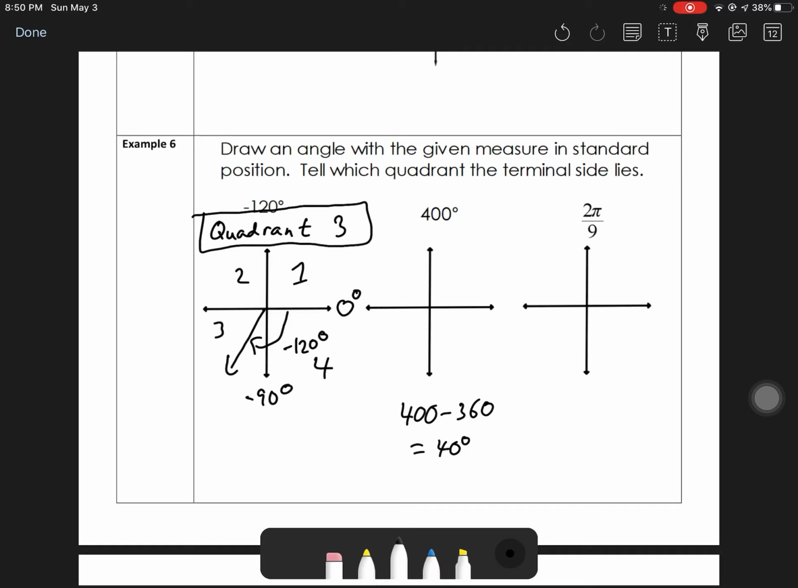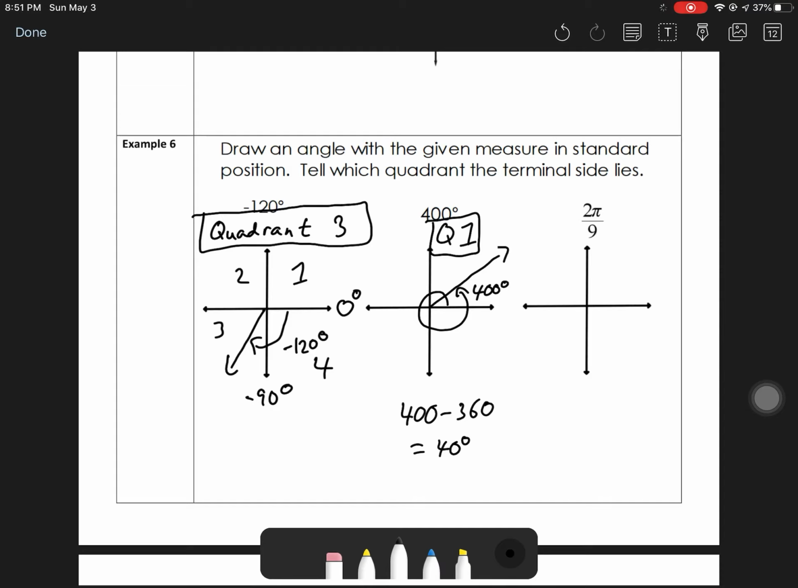The reason I wanted 40 degrees is because I know where 40 degrees is on my grid here. It's about right there, let's say. So since it's 400, I gotta do a double loop, make sure that I can get all the way around. So here's 400 degrees, and it's coterminal with 40, so it lands in quadrant 1. So I'm just going to put Q1. That's fine if you want to do that as well.